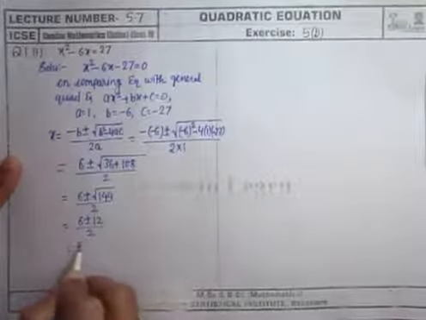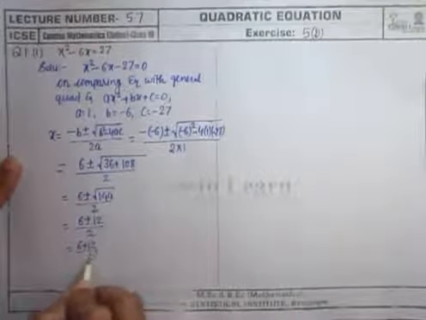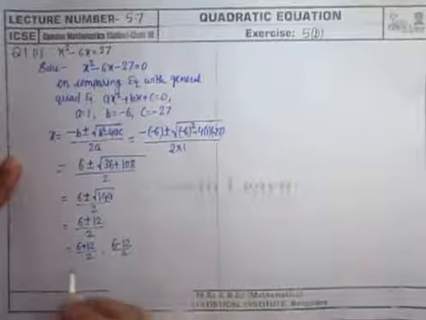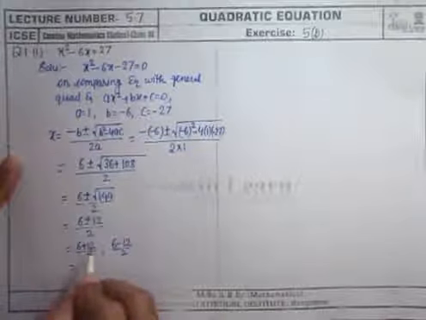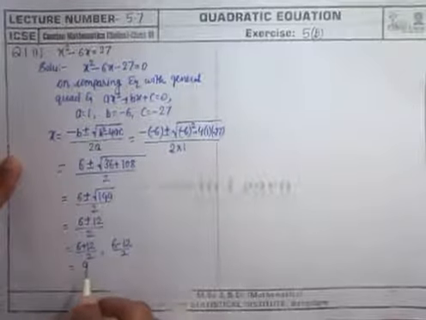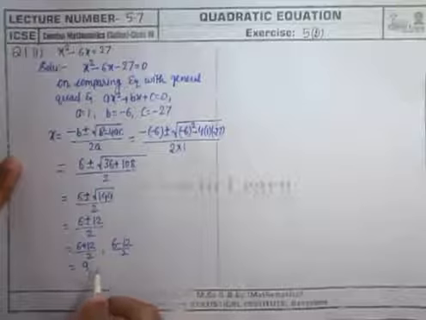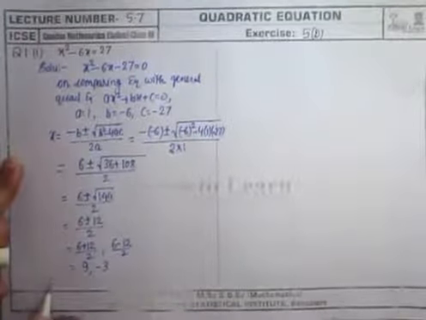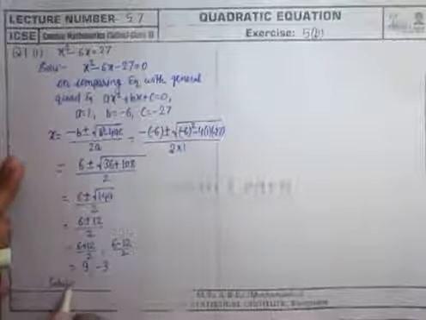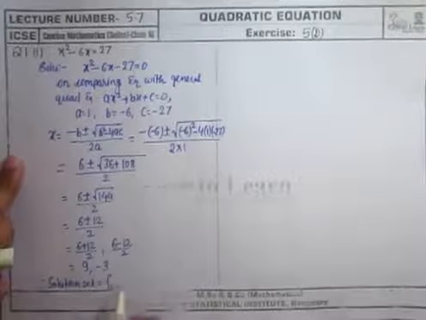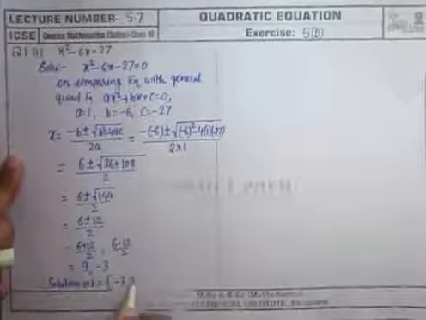So one answer will be 6 plus 12 by 2 and the other answer will be 6 minus 12 by 2. So we will get 18 by 2, which is 9, and then minus 3. So the solution set is equal to curly bracket minus 3 and 9.